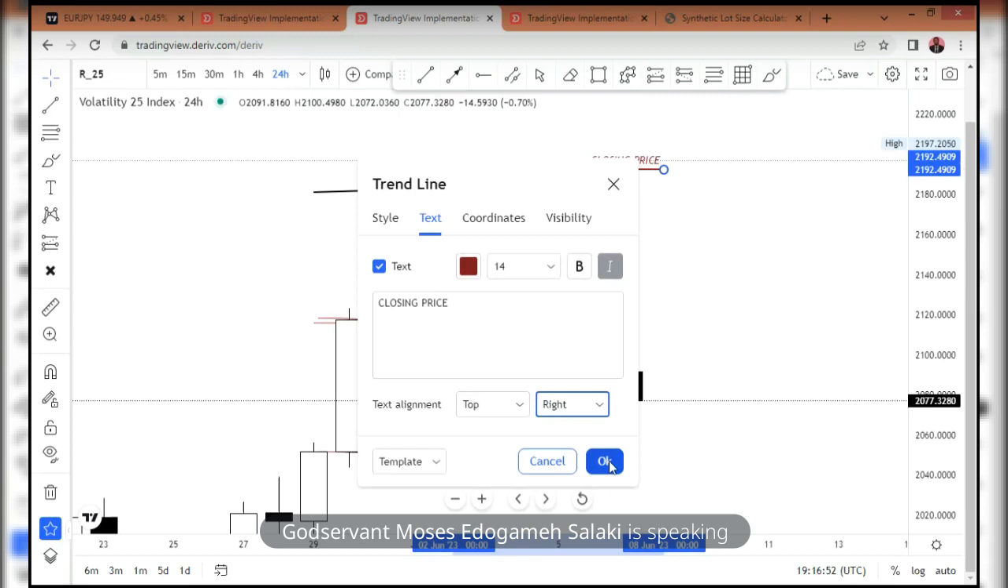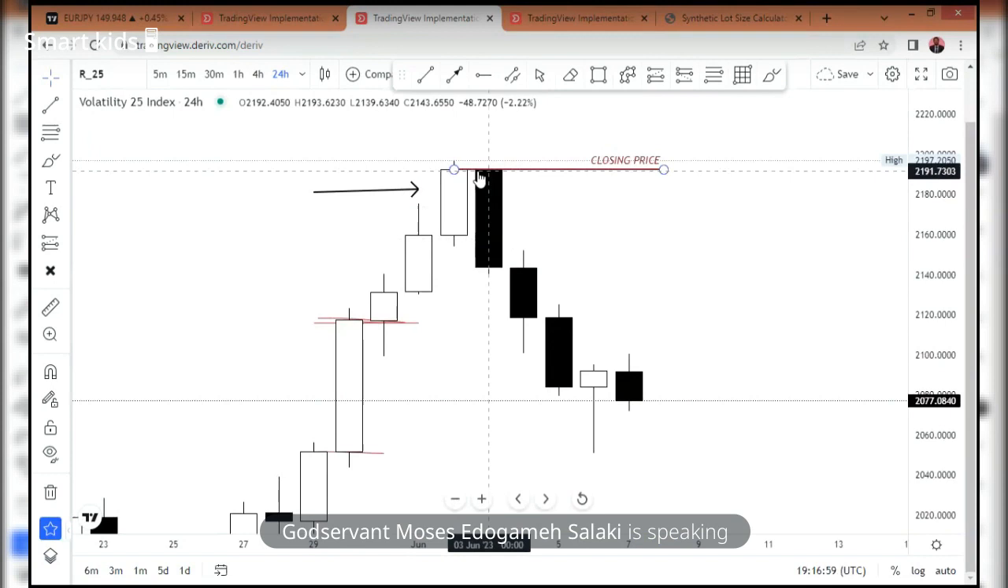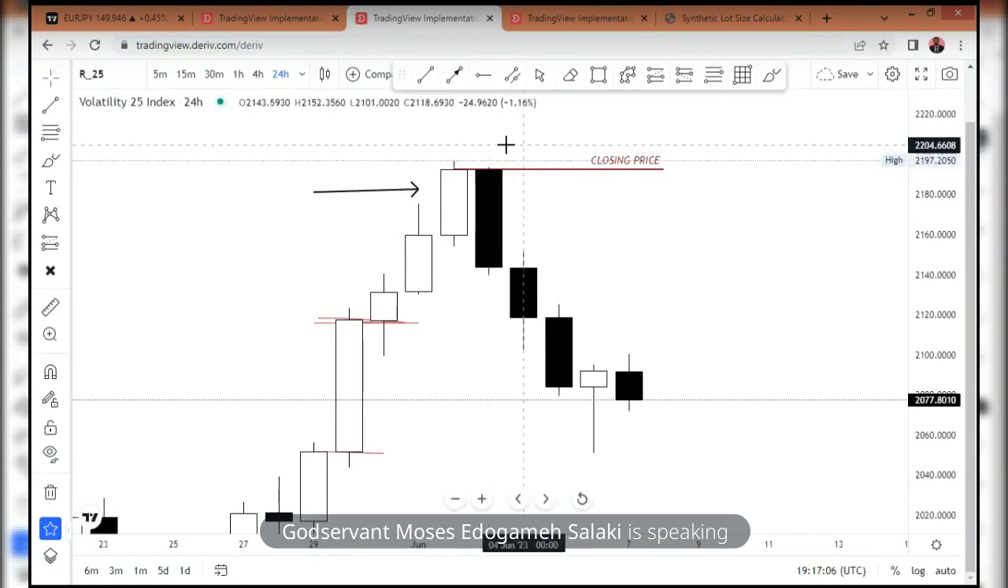So this is the closing price. This candle was bullish. Open was here. Low was created. High was created. It closed here. Then you go to a lower time frame. Above the opening price, you want to look for a sell. Below the opening price, you want to look for a buy.